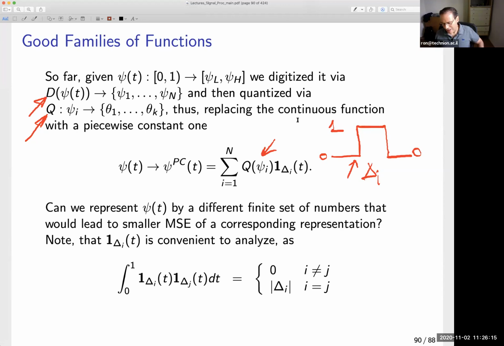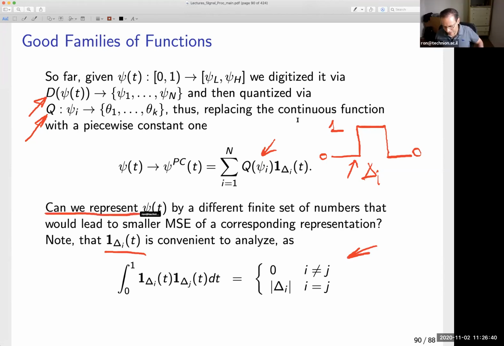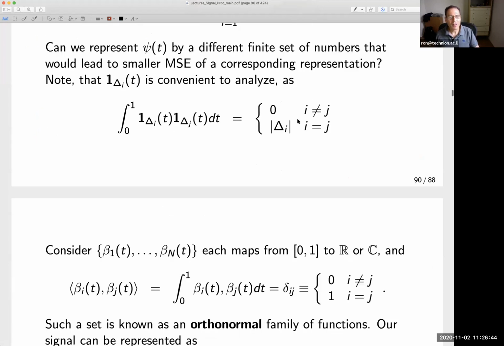Okay, we can represent our functions with a different set of numbers that would lead to a smaller MSE error. And for the time being, we'll use our 1 in order to analyze our errors. So again, remember this is our I. And the question is, can we represent the functions with a different set of numbers? So let's see what is going on here.